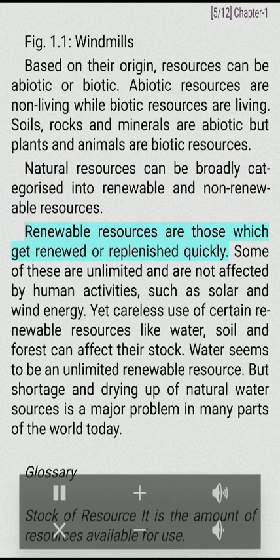Renewable resources are those which get renewed or replenished quickly. Some of these are unlimited and are not affected by human activities, such as solar and wind energy. Yet careless use of certain renewable resources like water, soil and forest can affect their stock. Water seems to be an unlimited renewable resource. But shortage and drying up of natural water sources is a major problem in many parts of the world today. Glossary. Stock of resource. It is the amount of resources available for use.